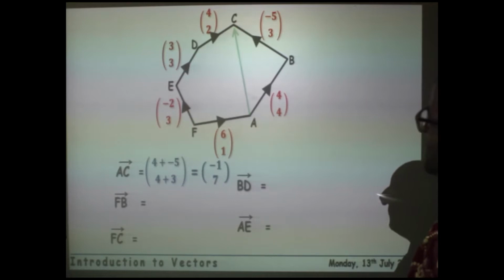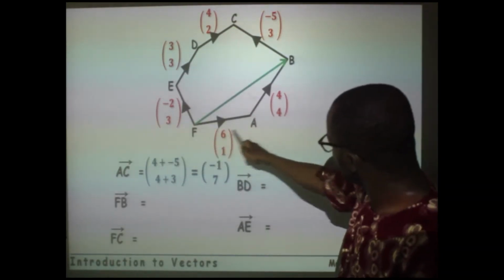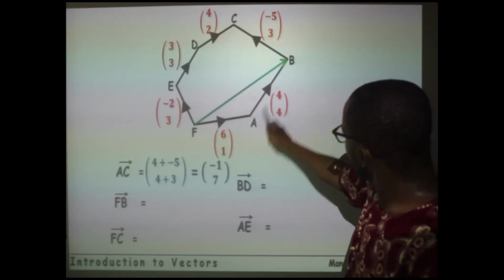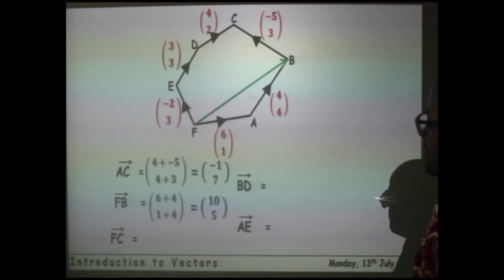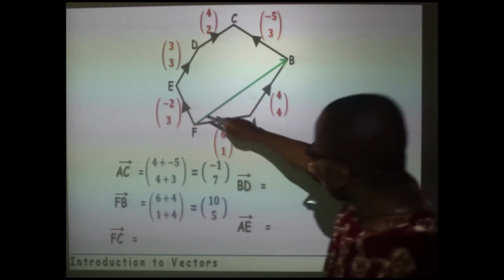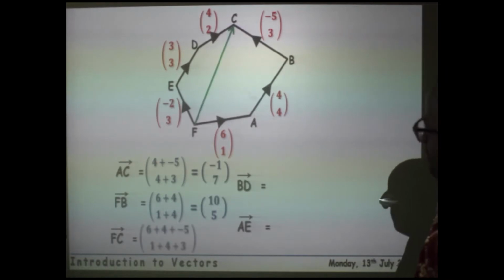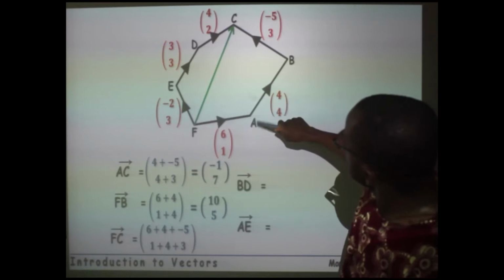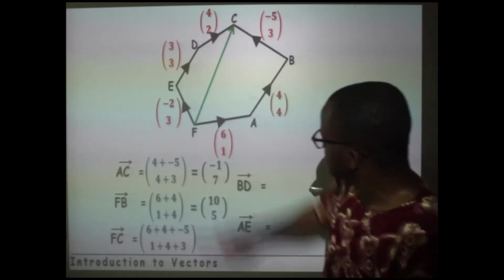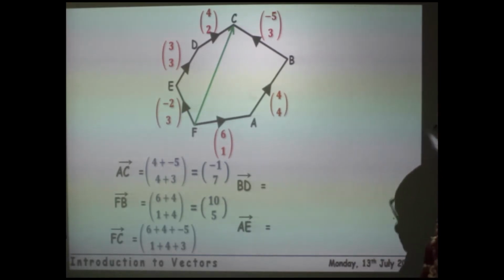And then FB will be FA plus AB, like that. So you have 10, 5. FC now. FC will be FA, AB, and then BC. 6, 1, 4, 4, and then minus 5 and 3.